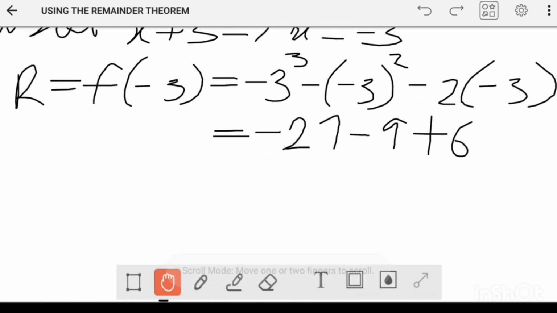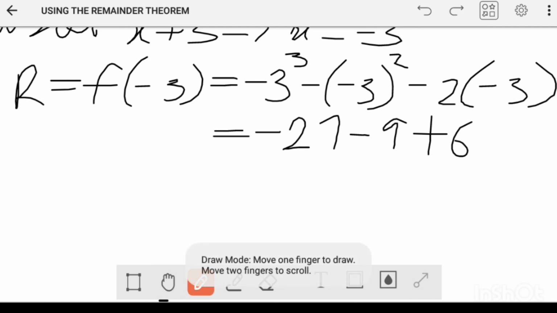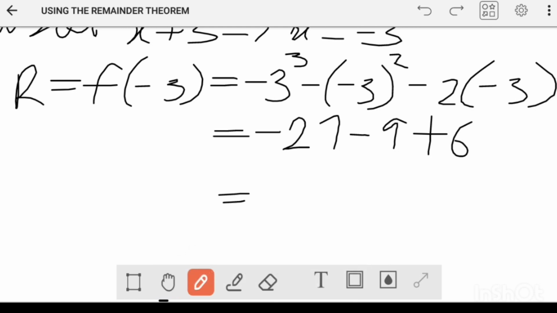So we add and subtract where necessary. So here we have minus 27, minus 9, then plus 6 equals minus 36. So this is the remainder on dividing x multiplied by x plus 1 multiplied by x minus 2, by x minus 1, x minus 4, and also x plus 3. So it is actually easy using the remainder theorem.